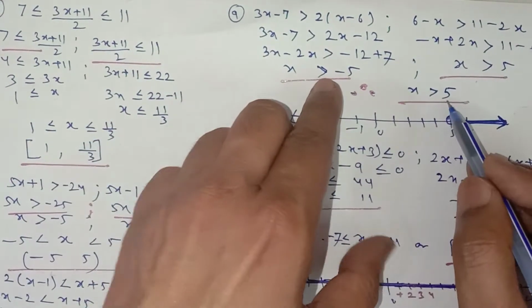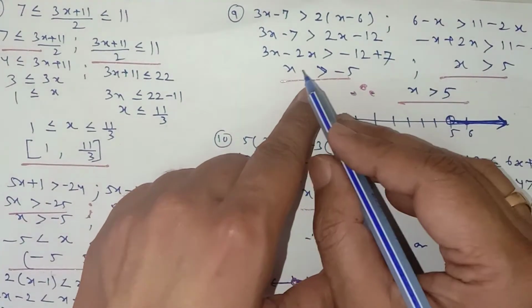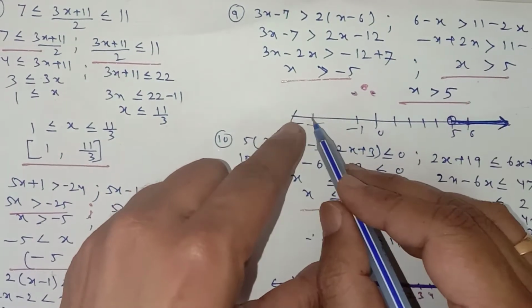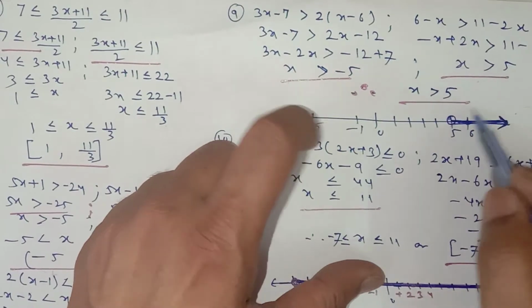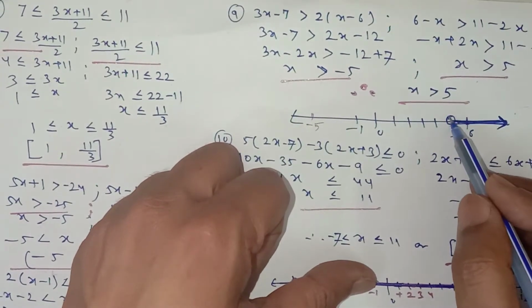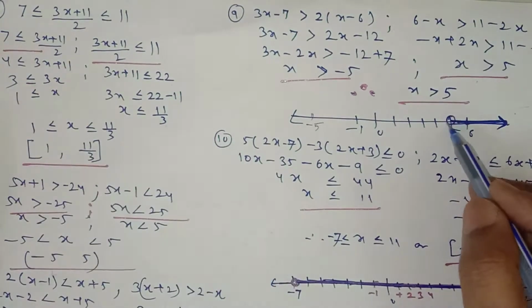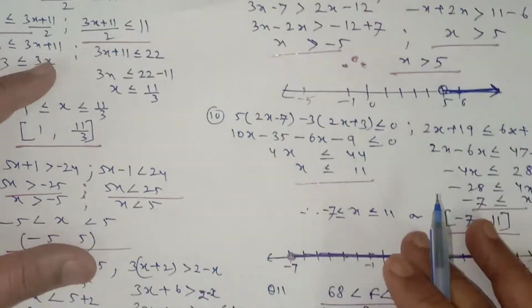The common solution of this will be greater than 5, because in both the inequations we have a greater than sign. Greater than 5, I am telling it again, greater than 5. So if we find the common solution, it will be greater than 5 only, because it is not an equal to sign. So we have a hollow point here because it is not equal.